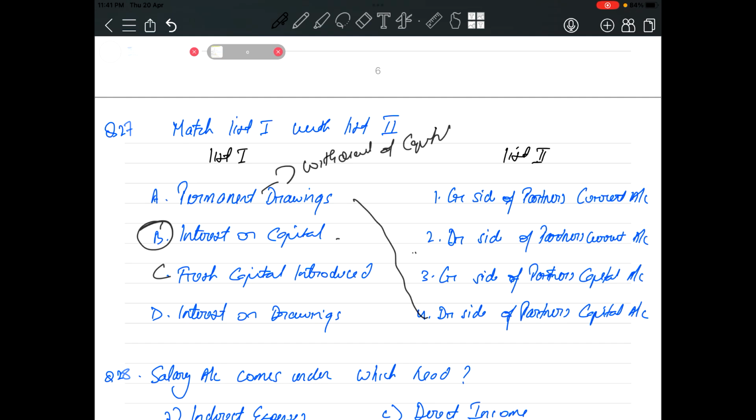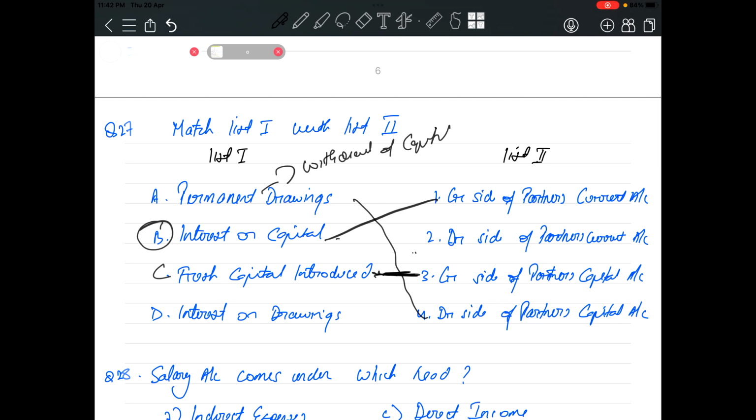Fresh capital introduced. Where will fresh capital introduced go? In case of fixed, also it will go to credit side of partner's capital account. In case of fluctuating, also it will go to partner's capital account, right? So the right answer for B will be 1, because the correct answer for C is 3.